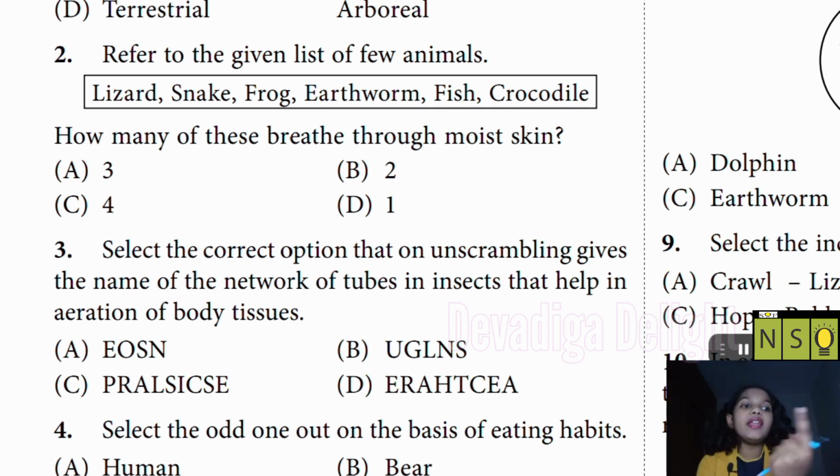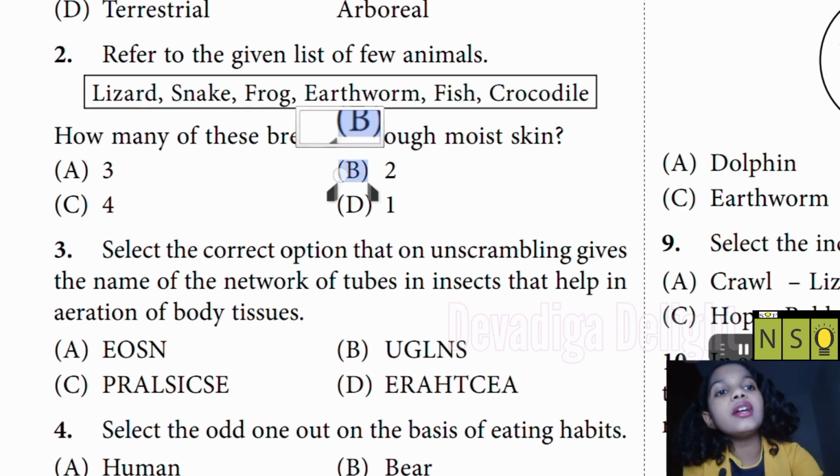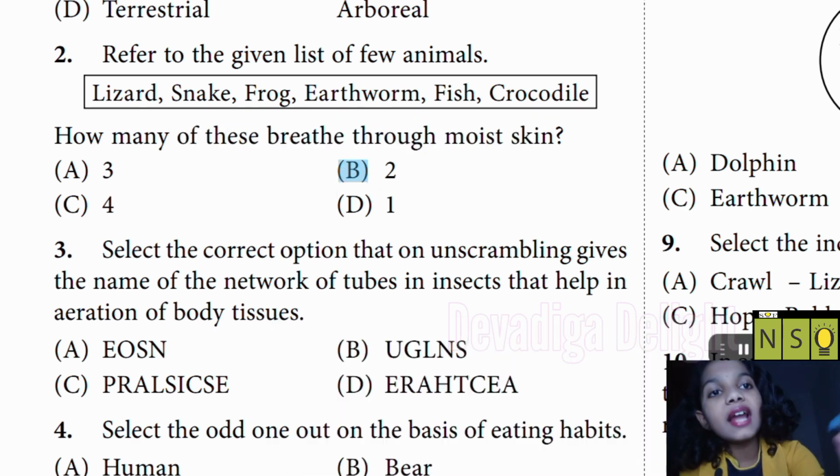So here, one earthworm and frog. That means there are two creatures which breathe through moist skin. So here B is the right answer.